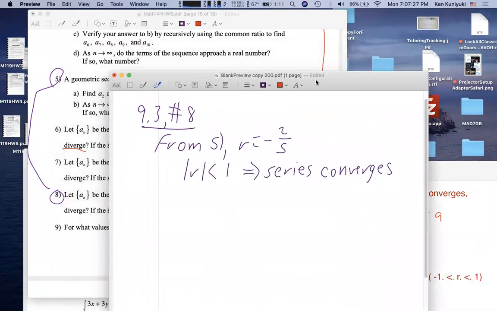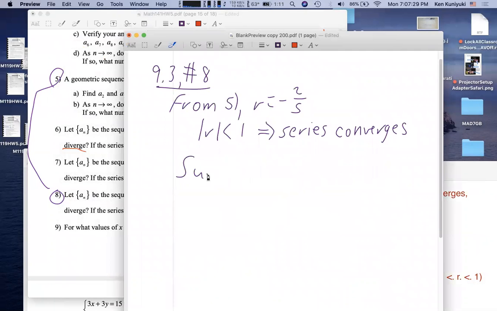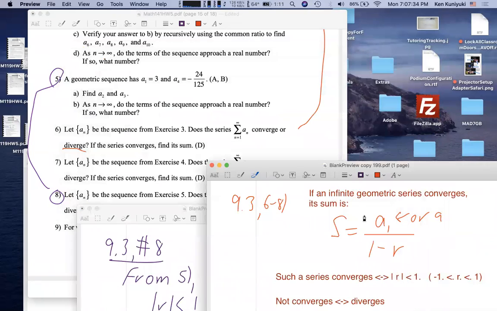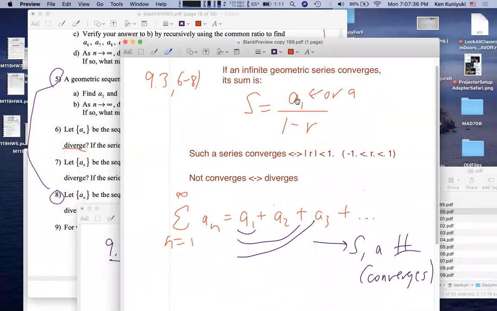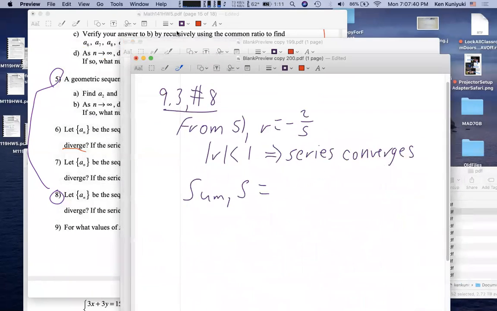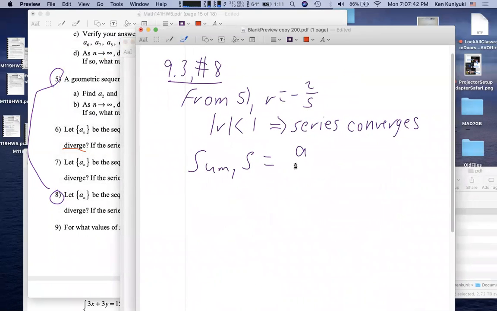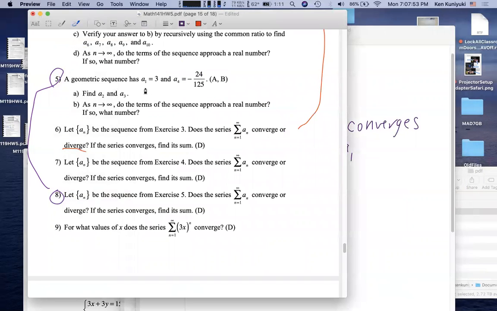All right. And then how do you find the sum? The sum S is again obtained by the formula that I just mentioned over here. It's the initial term. I don't care if you call it a sub 1 or not, but it's the initial term over 1 minus R. So it's the initial term, A if you wish, over 1 minus R. Okay, the first term matters if you care about the sum.